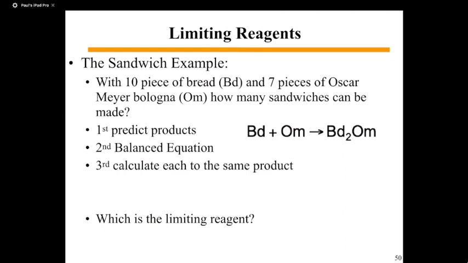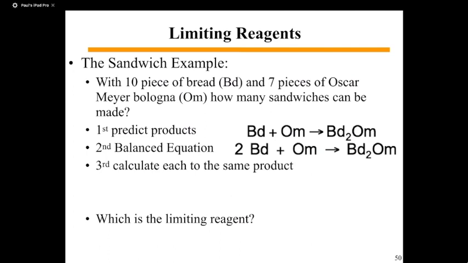Okay, so here, very simple problem. The sandwich example. I have 10 pieces of bread. I'm going to give it an elemental symbol of BD, and I have 7 pieces of Oscar Mayer bologna. I'm going to give it the designate OM because my bologna has a first name. How many sandwiches can be made? Well, first, bread plus Oscar Mayer bologna equals a sandwich: 2 pieces of bread with 1 piece of bologna in the middle. But that is unbalanced, so I will have to balance it. Now, 2 pieces of bread have to come with 1 Oscar Mayer to create 1 sandwich.